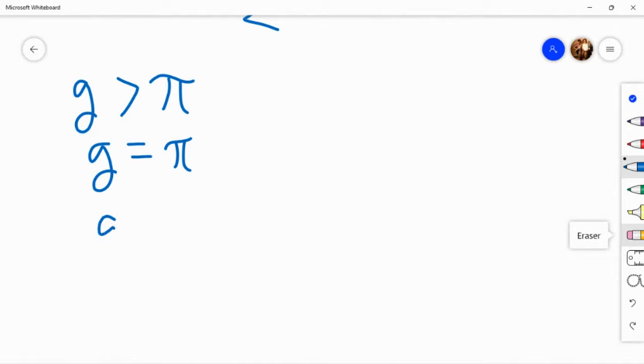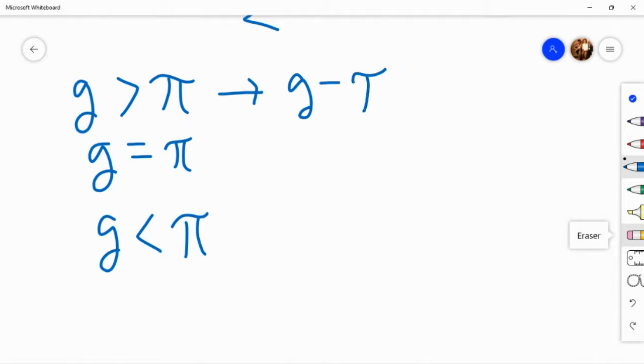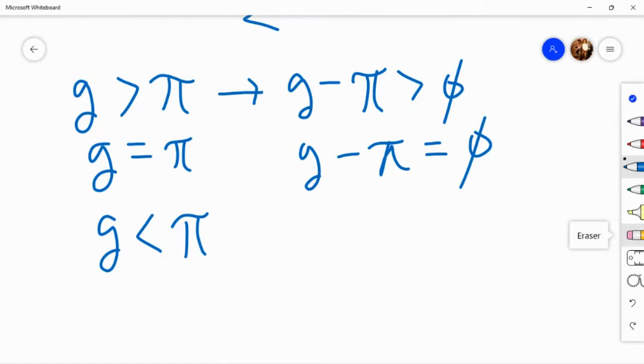It can be less than inflation. And we understand the implication quite well. If that's the case, then growth rate minus inflation is positive. In other words, and then growth rate minus inflation is 0. And then in this case, growth rate minus inflation is negative.